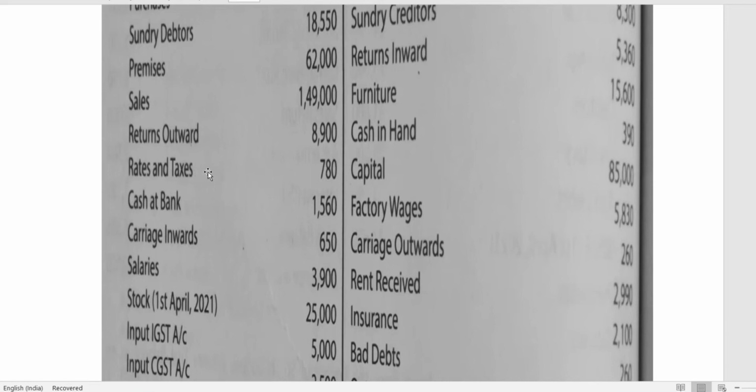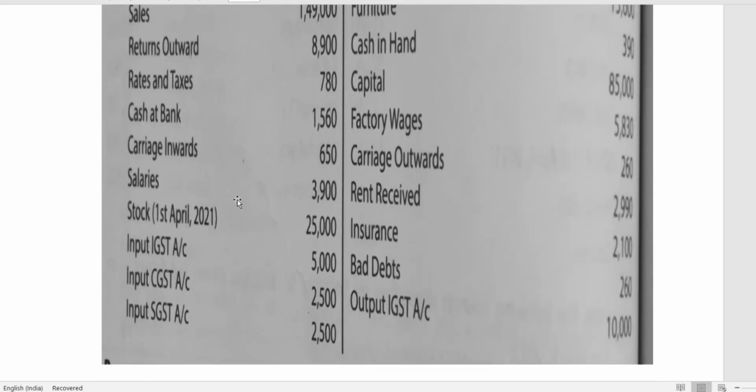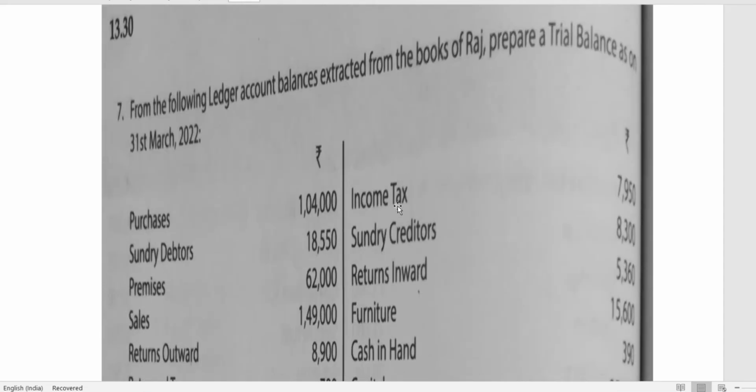Rates and taxes, expense, debit column. Cash at bank, asset, debit column. Carriage inward is an expense, debit column. Salary, expense, debit column. Opening stock will show in the debit column. Input IGST, input CGST and input SGST, all three items are input GST items, so we will write these three items in the debit column of the trial balance. Income tax, expense, debit column.